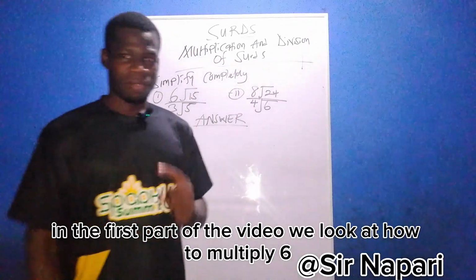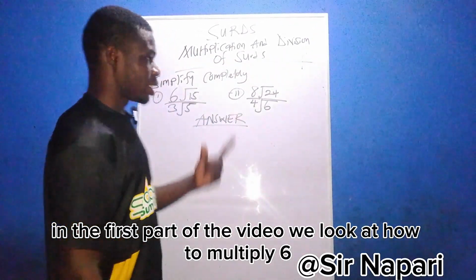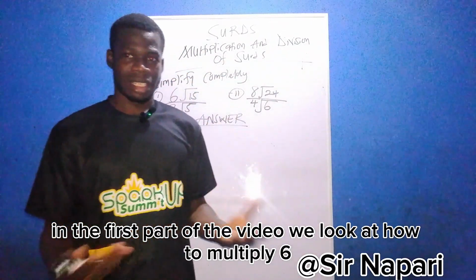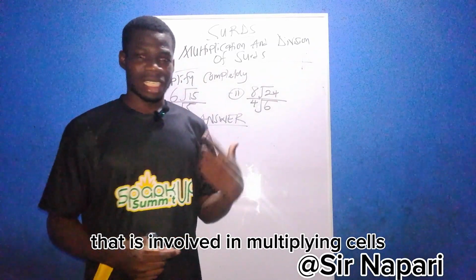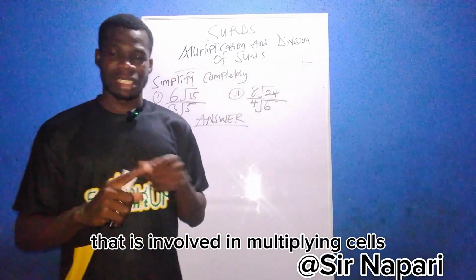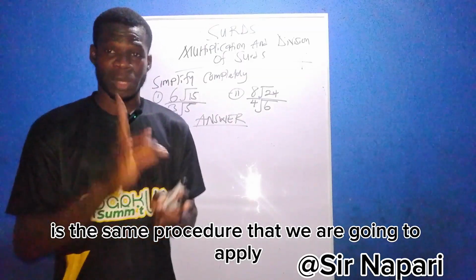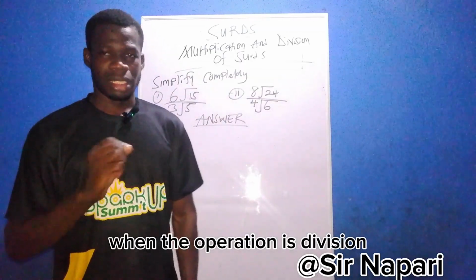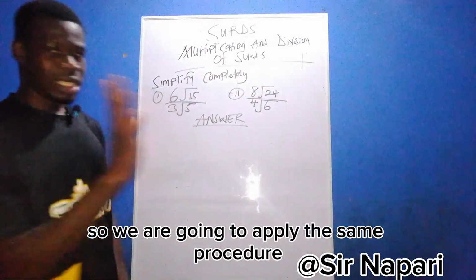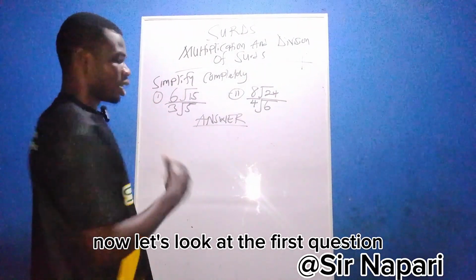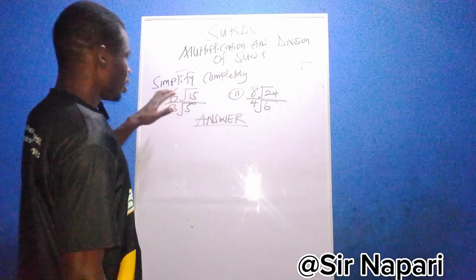Now, in the first part of the video, we looked at how to multiply surds. And we mentioned that the same procedure involved in multiplying surds is the same procedure that we are going to apply when the operation is division. So we are going to apply the same procedure. Now let's look at the first question.